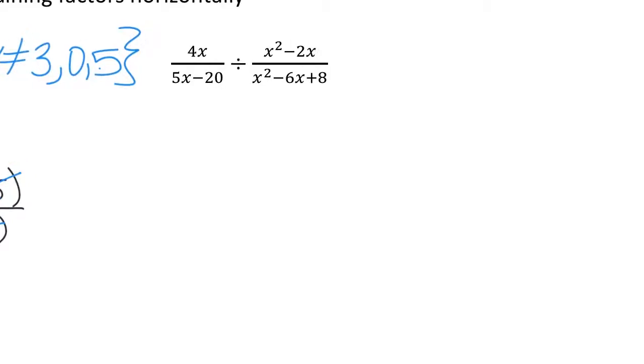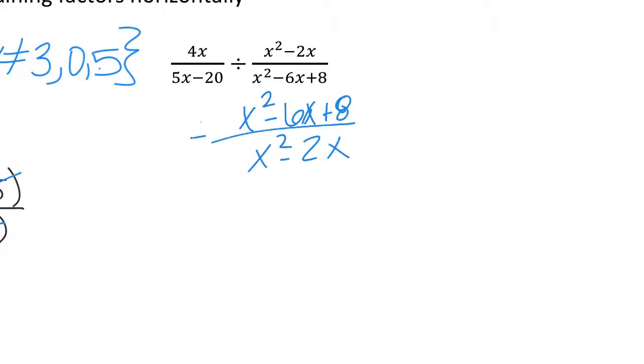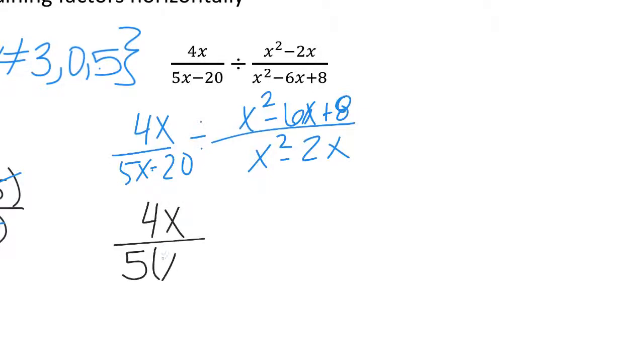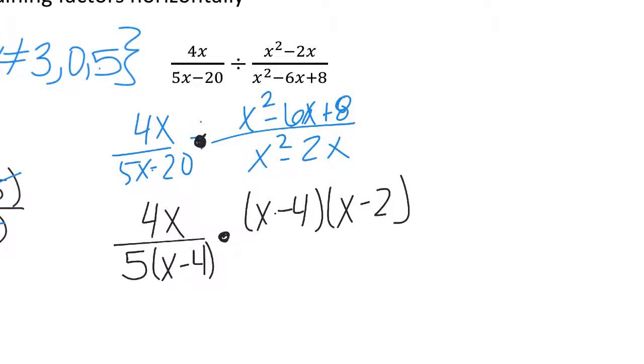So I'm going to flip the second fraction: x squared minus 6x plus 8 over x squared minus 2x divided by 4x over 5x minus 20. And let's see, we get 4x. I can factor out a 5, so 5 times x minus 4. Change it to times. Sorry, I made that mistake up there. Factor x minus 4, x minus 2. Those are two numbers that multiply to positive 8 and add to negative 6. Factor the x out of x squared minus 2x. We get x minus 2.